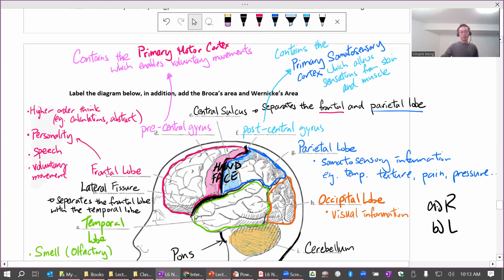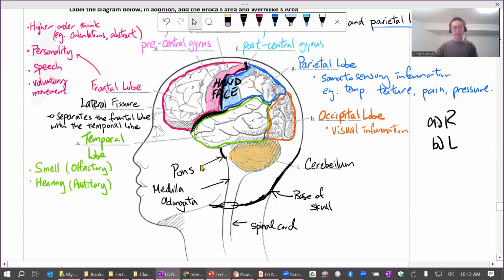What side of the head are we looking at? The left side or the right side? That is a great question. You should be able to tell just by looking at the diagram here. Oh yeah, okay. Yeah.